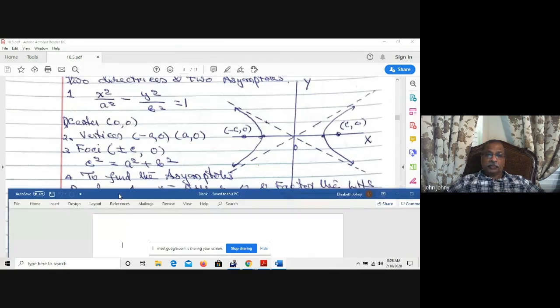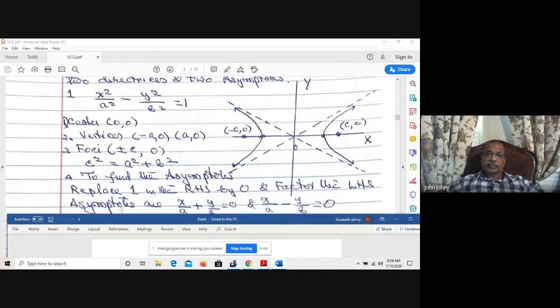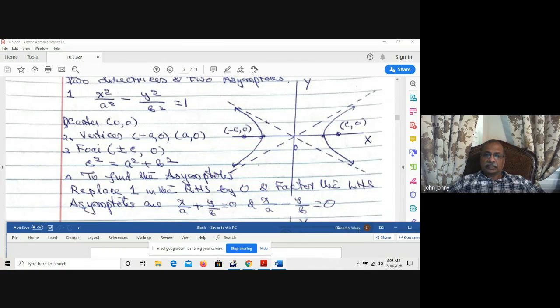And to find the asymptotes, what you have to do is replace the 1 on the right side by 0. So it becomes x squared over a squared minus y squared over b squared is equal to 0. The left side is the difference of two squares, so you may factor that. That is x over a plus y over b is equal to 0, or x over a minus y over b is equal to 0. These are the two asymptotes. The asymptotes pass through the center, or the origin.